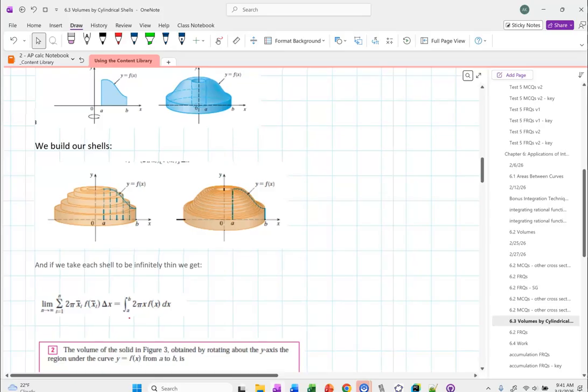What we're going to do is build these cylindrical shells, where the height of the shell is the height of the function, and the radius is the distance from the axis of rotation to the function. And we're going to take those shells so that eventually they're infinitesimally thin. So you get something like this. Does this help visualize what it is that we're doing?